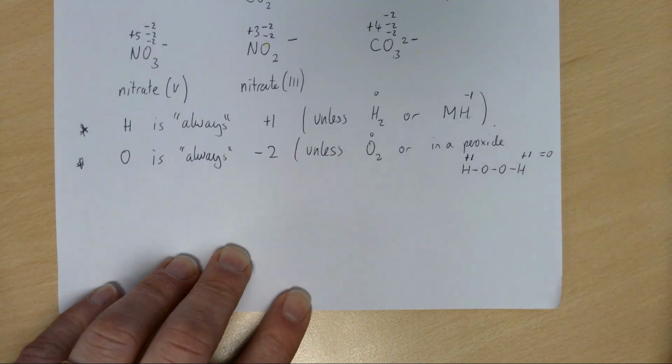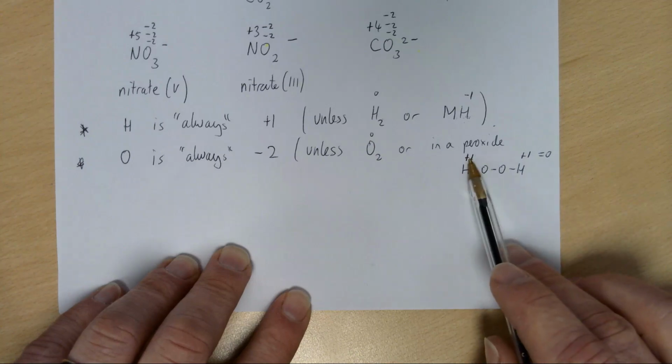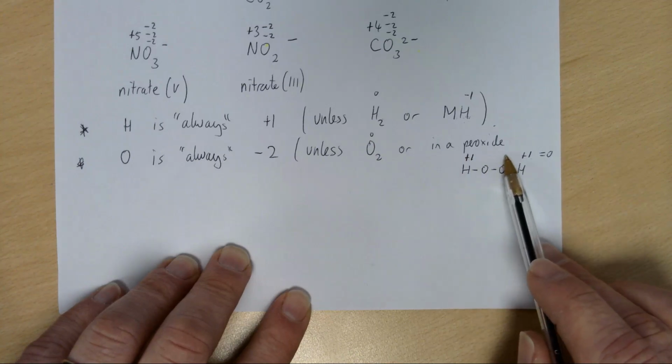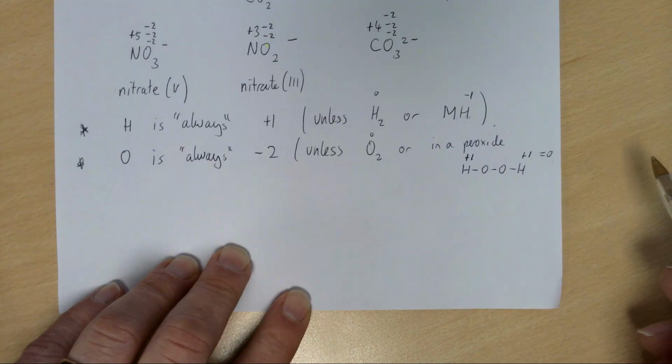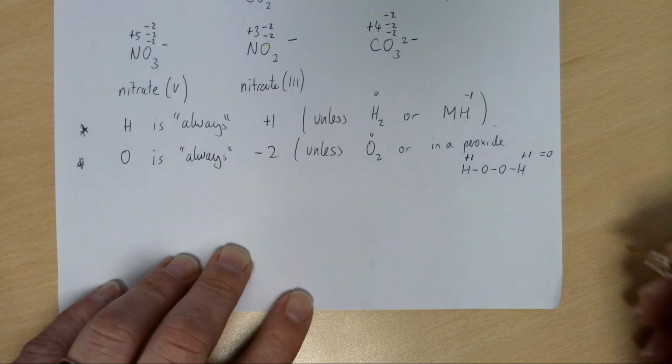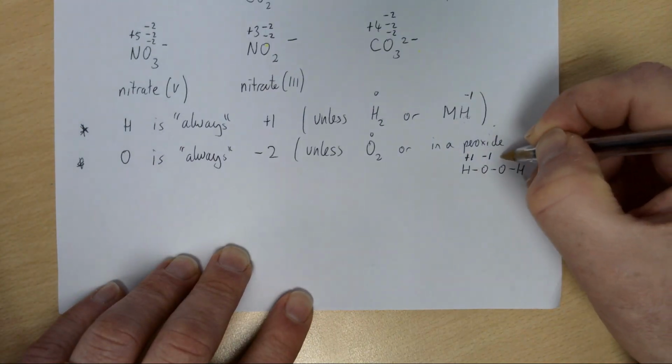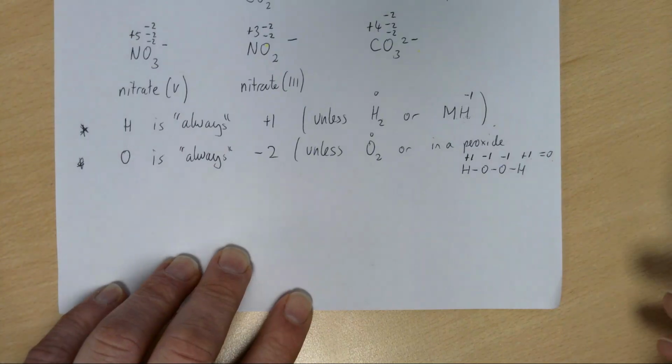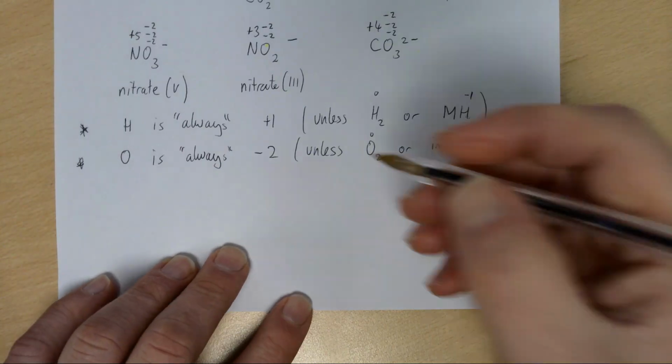So what must the oxygens be in a peroxide? Tell each other. Plus 1, take away something is equal to 0. What's the something? Tell each other so I can hear you. Yeah, cool, minus 1. So in a peroxide they're minus 1. It's not a trick question. You'll see that question come up in exams.